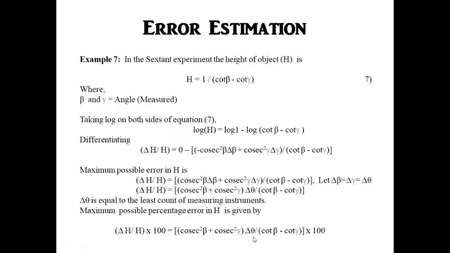Similarly in the case of the Sextant experiment, you will take the log and derivative, and also you will take delta beta outside like that. This is the maximum possible percentage error in H.